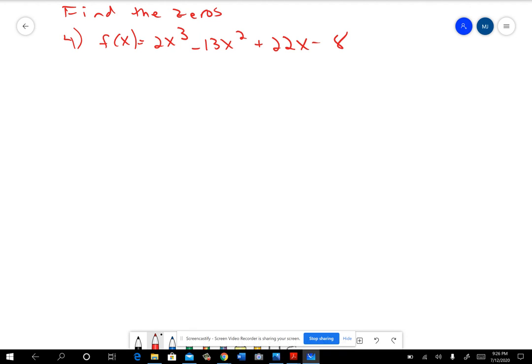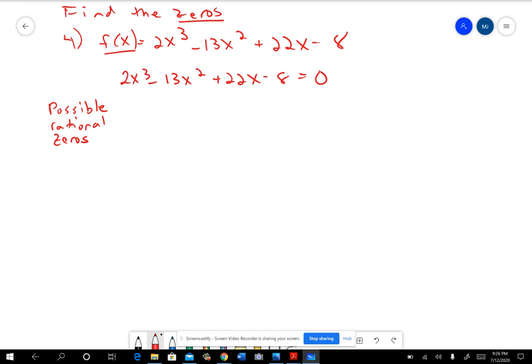Basically the same thing though. They just use that word because it had function notation in it. So basically your first step is to convert it into a polynomial equation. So you set it equal to 0. Then they're not giving you a hint about what's going to work. So you have to do the possible rational zero concept. You have to get a list of possible rational zeros for you to test.